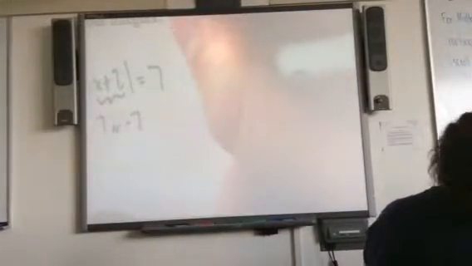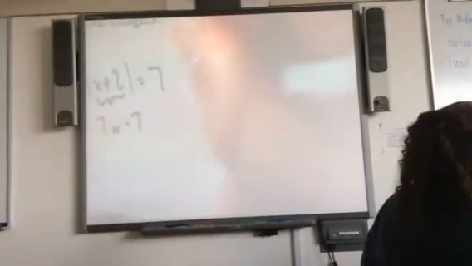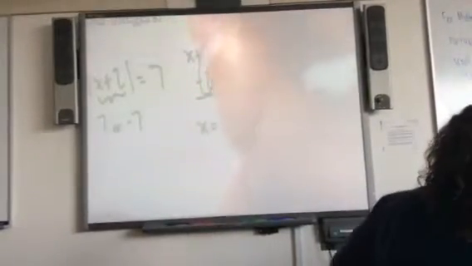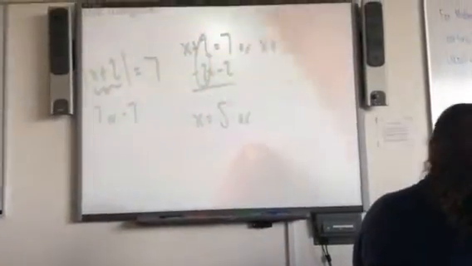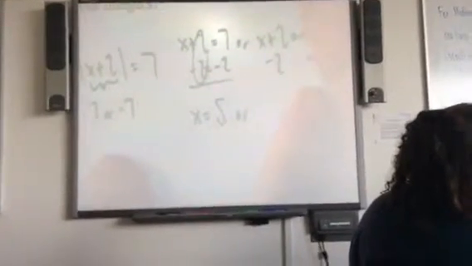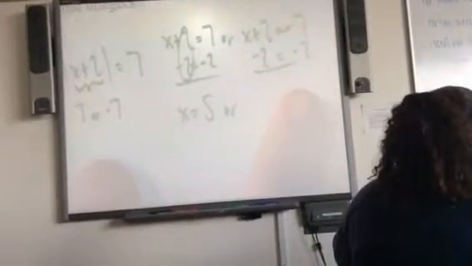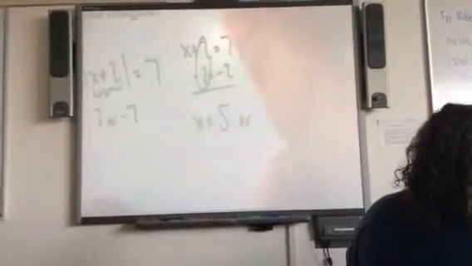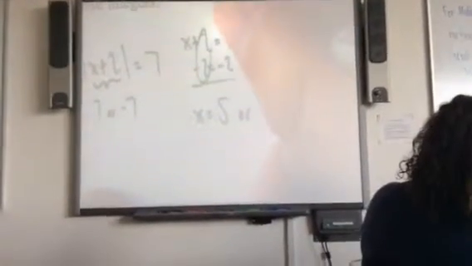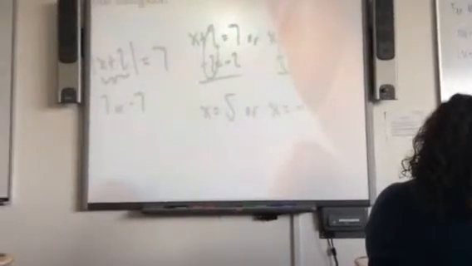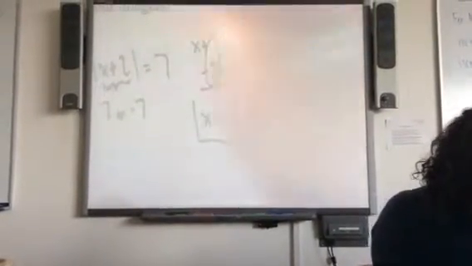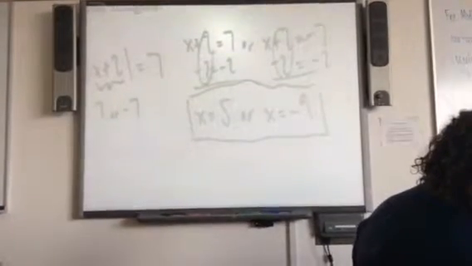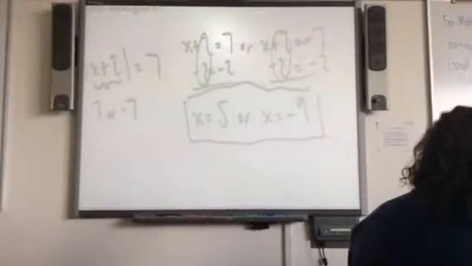In solving these two, it's a quick one-step equation. Subtract 2 from each side. We get x equals 7 minus 2 is 5, or we subtract 2 from both sides and we get negative 7 minus 2 is negative 9. So we get x can also equal negative 9. So those are the two possible solutions that make this absolute value equation work.